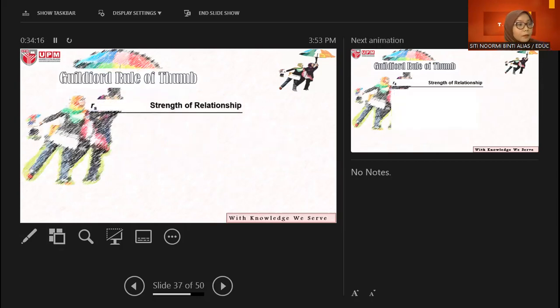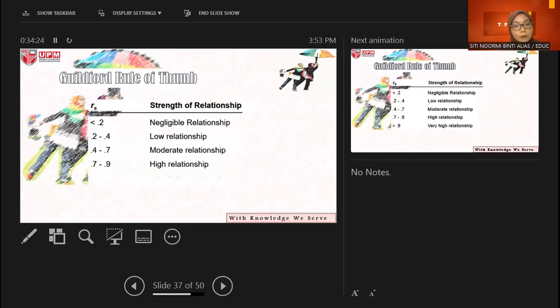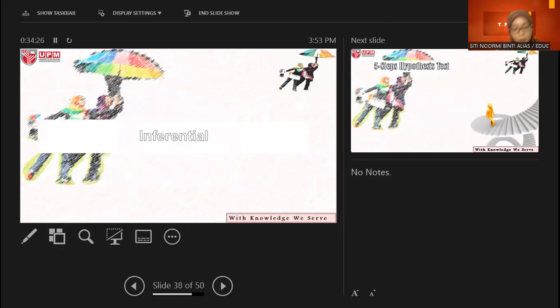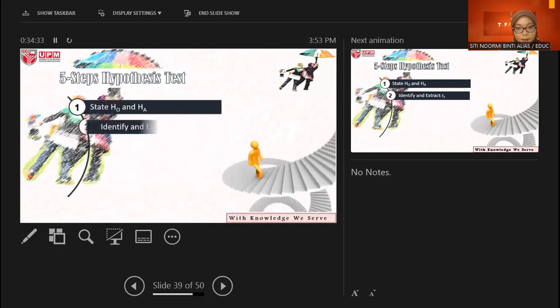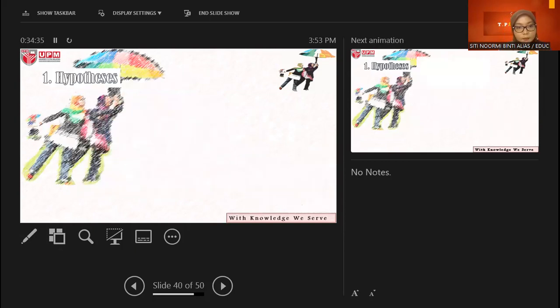To interpret the magnitude of the relationship, we can also refer to the Guilford rule of thumb table, similar to the previous one, or we can also refer to Cohen. Both are fine. Okay, this one I skip, it's the same.